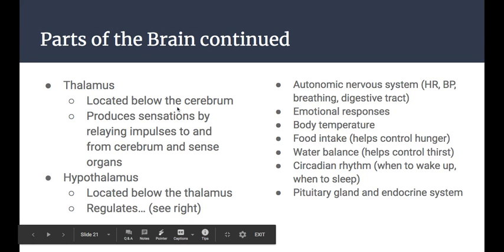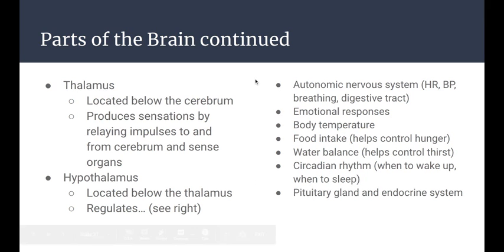Then we have our thalamus and hypothalamus. Our thalamus is located just below the cerebrum, and then your hypothalamus is located below the thalamus, so it just keeps going down. The hypothalamus is responsible for all of these, so be sure that you review those.